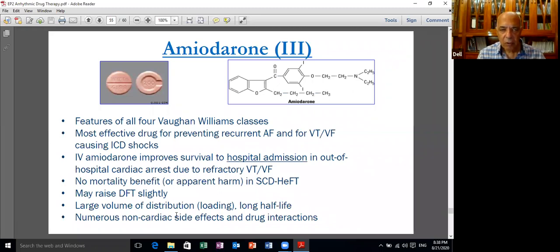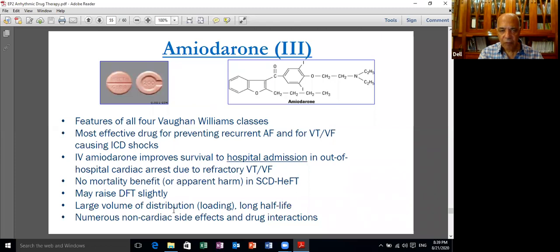Amiodarone, as I told you, acts by 4 mechanisms: blocking the sodium channel, potassium channel, beta blocker, and calcium antagonist. It improves the survival to hospital admission in patients with out of hospital cardiac arrest. It has no effect on mortality, as revealed by the SCD-HeFT trial. It raises the defibrillation threshold by an average of 1.7%, but sometimes it's up to 17%.